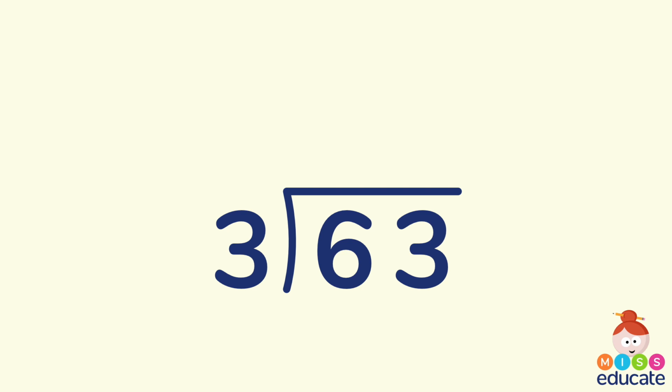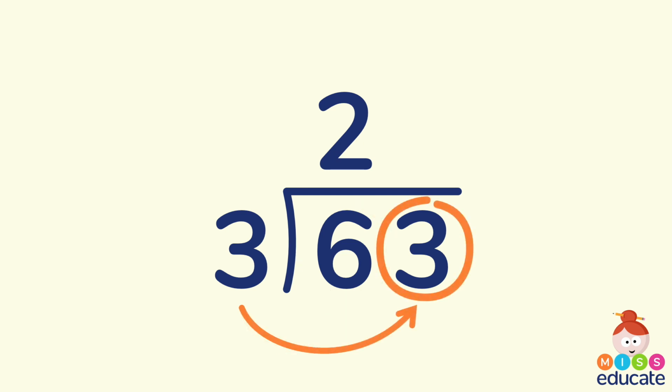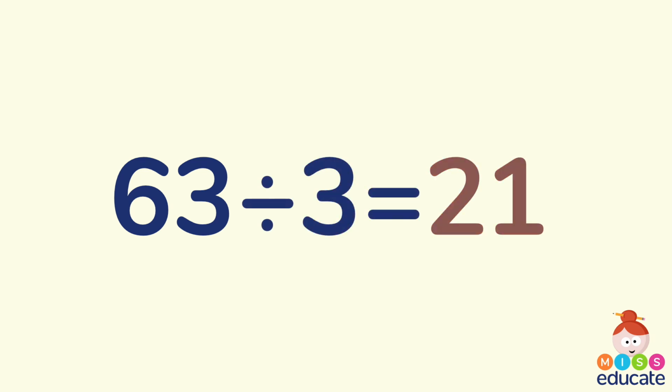And we go again. How many 3s are there in 6? There are 2, because we know that 2 times 3 is 6. So there's 2 lots of 3 in 6. That goes above the bus stop. And there's 1 3 in 3, and therefore that goes above the bus stop too. And so we end up with 21. So we then know that 63 divided by 3 is 21. That's nice and simple.